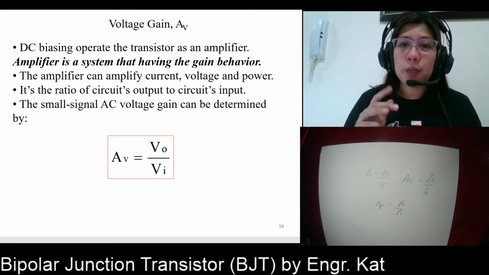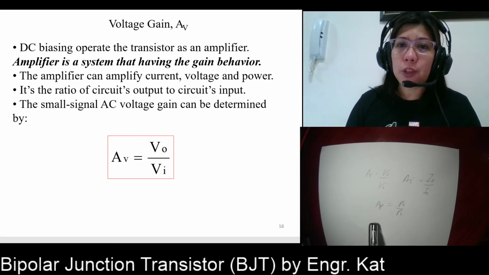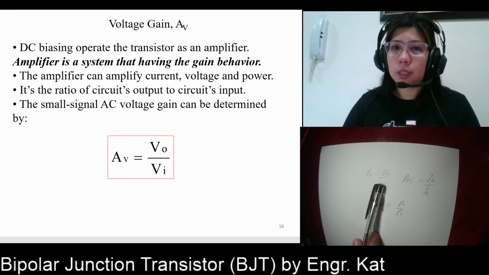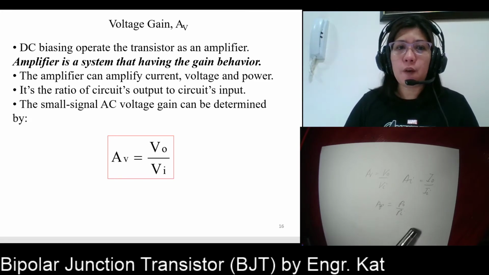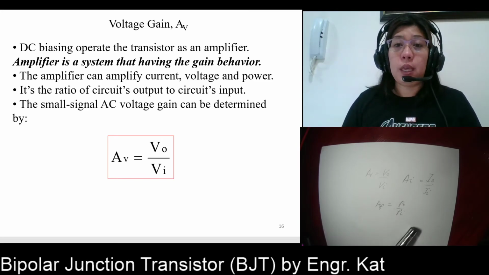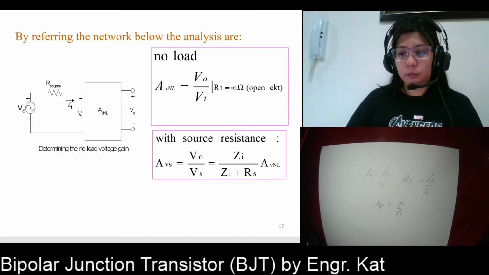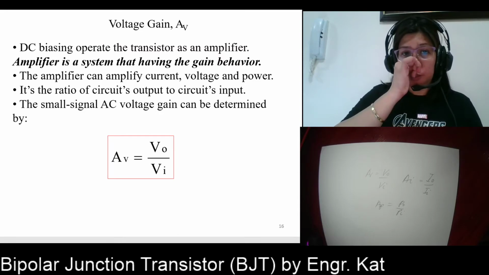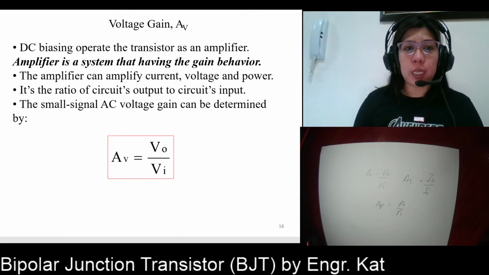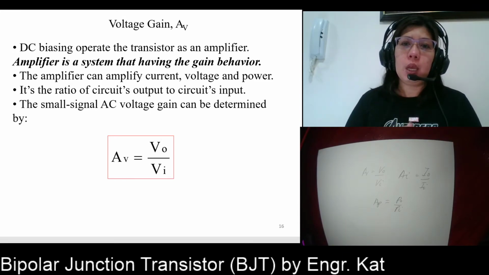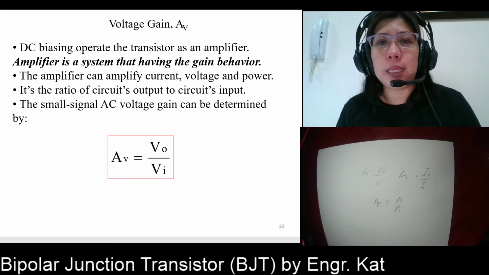For us to have a gain, the value here must be greater than 1. When you have a value greater than 1, that means your output is greater than your input. Therefore, you have a gain. You have an amplifier. The small signal AC voltage gain can be determined by this: VO over VI, output voltage over input voltage. Usually the gain is a unitless parameter.